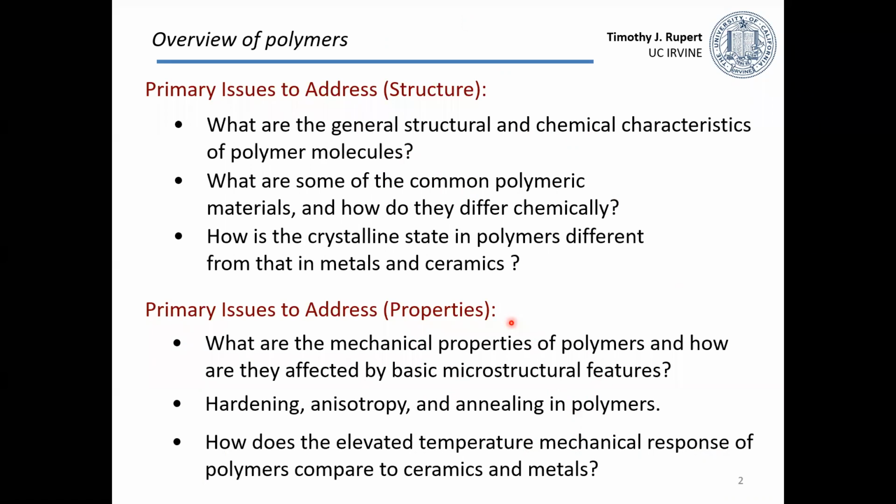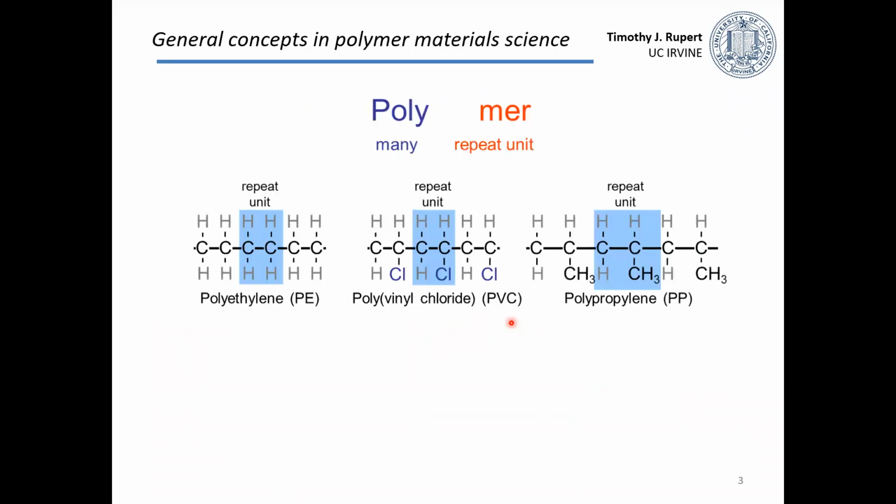the different behavior. So the first thing to do is recognize what this word polymer means. We can break this down, and the poly means many, and the mer means this repeating unit. Okay, so we have many of these mers. What I'm showing on this slide is three very common polymers: polyethylene, which is sometimes just called PE, polyvinyl chloride, which is called PVC, and polypropylene, which is PP.